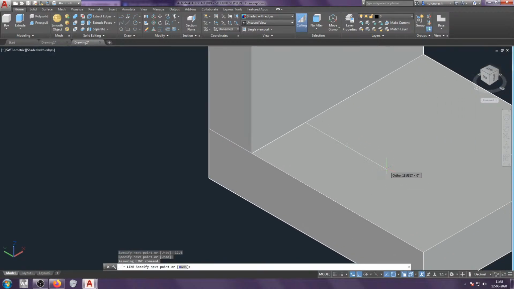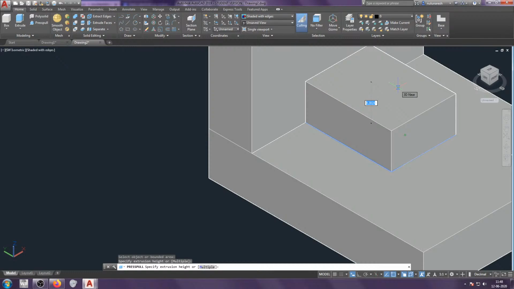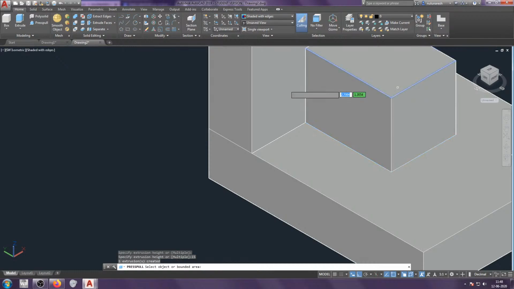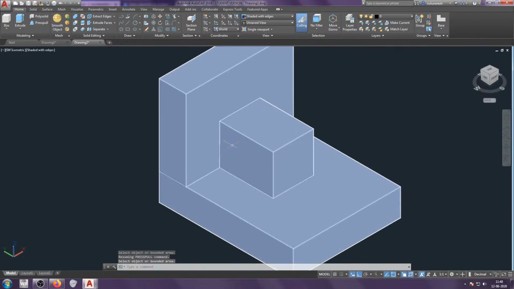In this direction I have to move to a dimension of 20, 15, 20 again, 15. Now again I'm going to take the press pull to a height of 15. So that is the actual three-dimensional figure that was given to us.